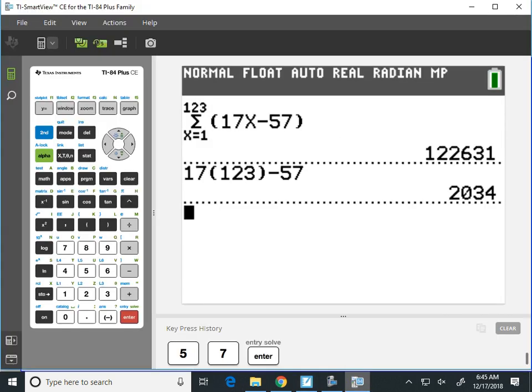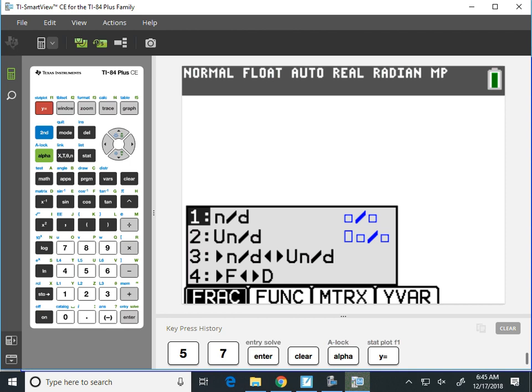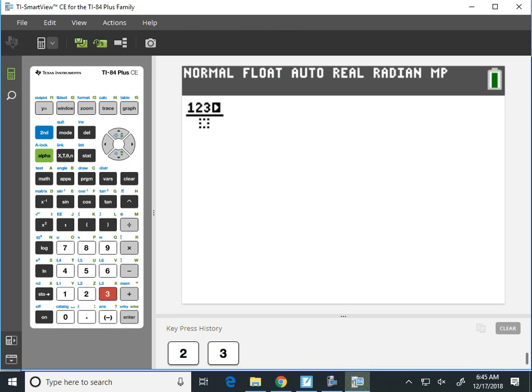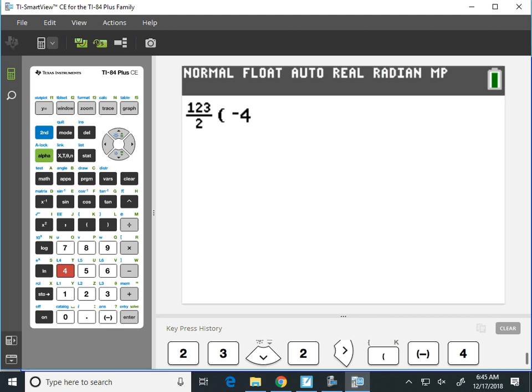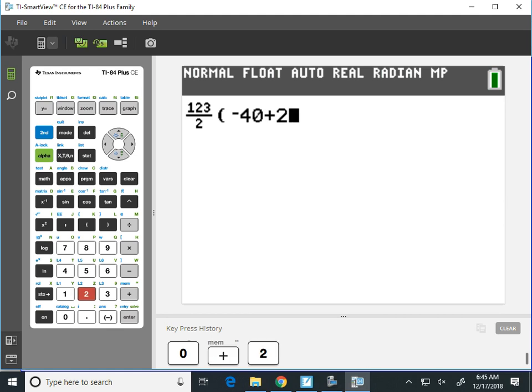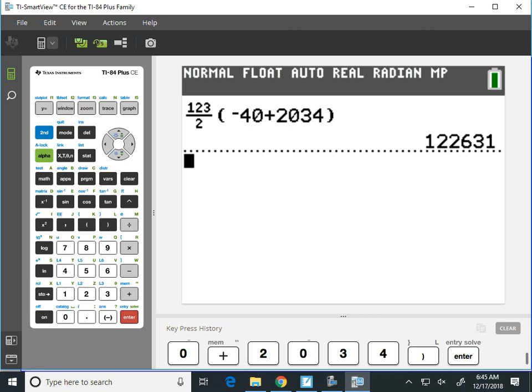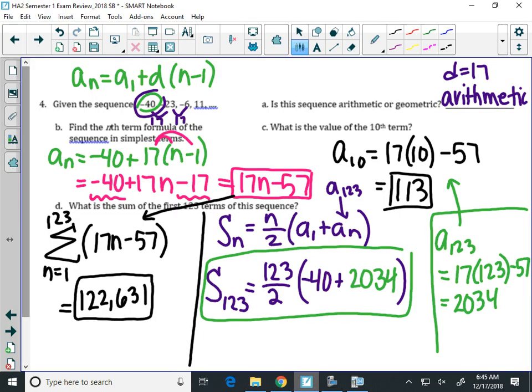So let's try that. So I'll make a fraction here, 123 over 2. And we're starting at our parentheses, or our first term was negative 40 again, plus 2034. And I get the same exact answer as with sigma notation. So I got the same thing.